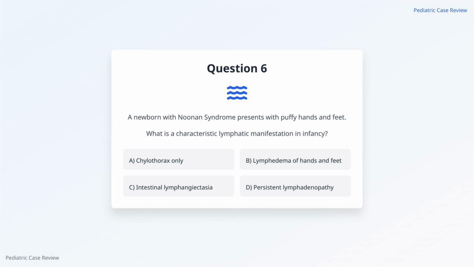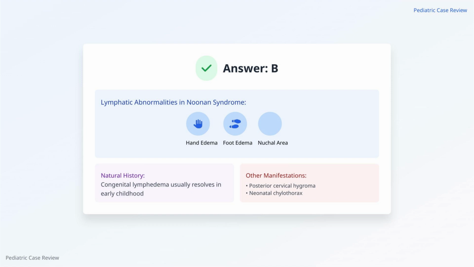Question 6. A newborn with Noonan Syndrome presents with puffy hands and feet. What is a characteristic lymphatic manifestation in infancy? Option A. Chylothorax only. Option B. Lymphedema of hands and feet. Option C. Intestinal lymphangiectasia. Option D. Persistent lymphadenopathy. The correct answer is B.